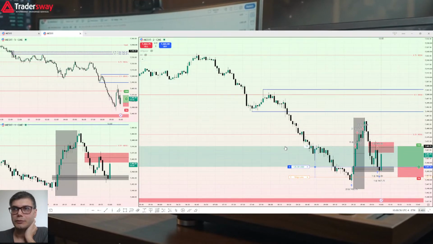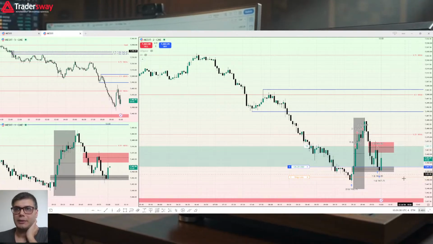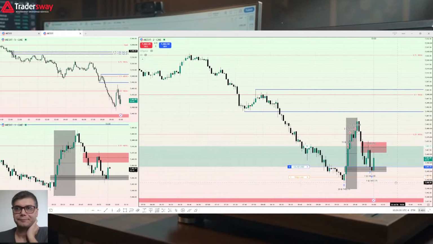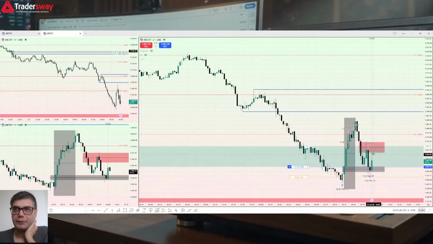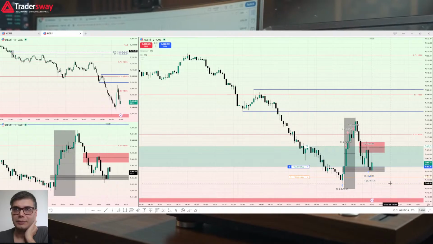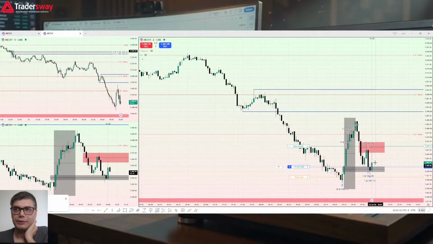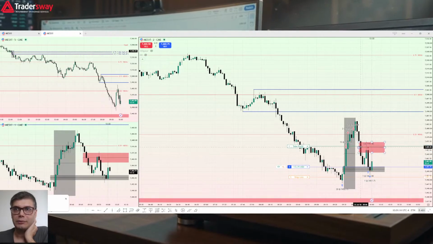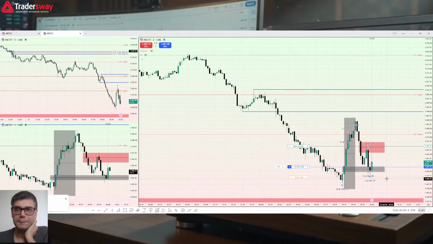I guess 1 to 2 is a good deal. Let's see if we get it or not. Another tail. You see, that's no good. This tail is no good. It returned into this fair value gap, and now it might go lower.